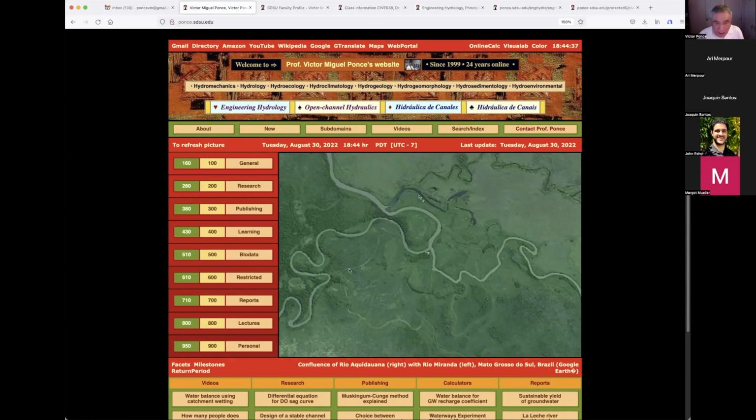So that's the example of a river that I worked on when I was in Brazil back in the year 1979, 1980. This is the Miranda, Aquidauana River and the Miranda River, meandering in the middle of the vast forest out there in central western Brazil.